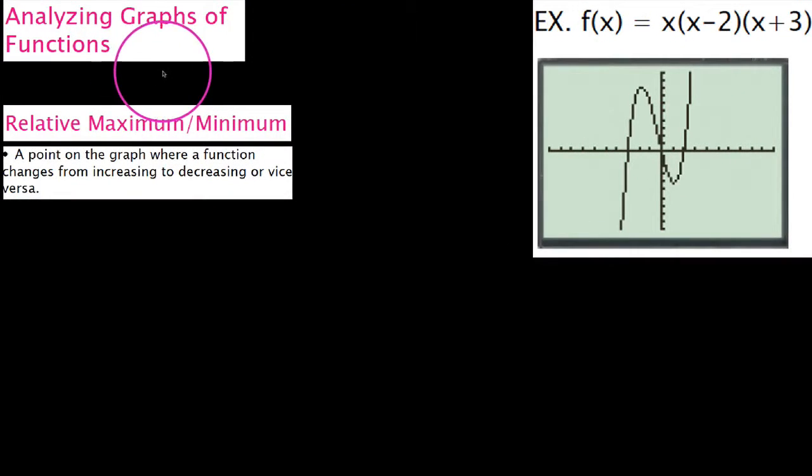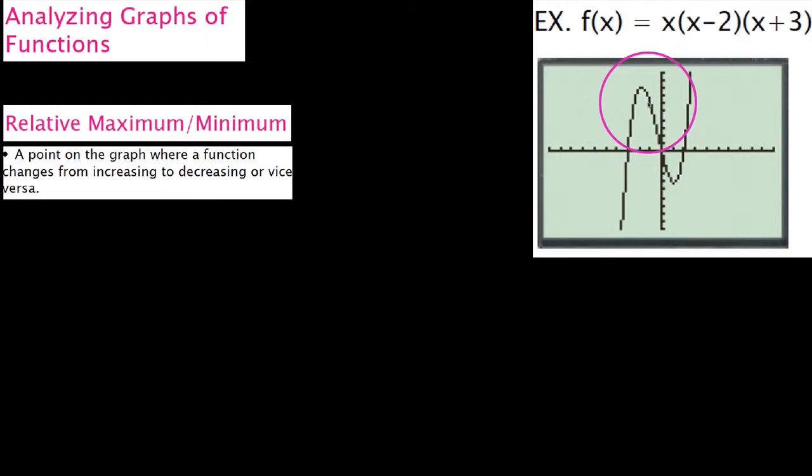Well, YouTube, this is my fourth video on analyzing graphs of functions in which we're going to focus on what we refer to as relative maxima and minima, or a maximum and a minimum would be the singular of those terms there. But when we look at a graph here, you'll notice that I have this cubic function over here that is given by f of x equals x times quantity x minus 2 times quantity x plus 3.